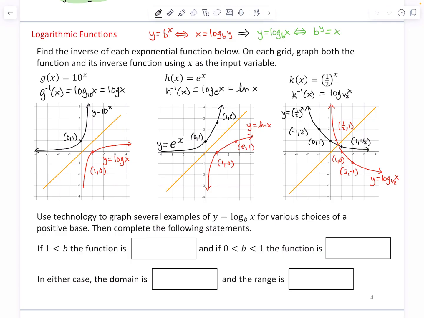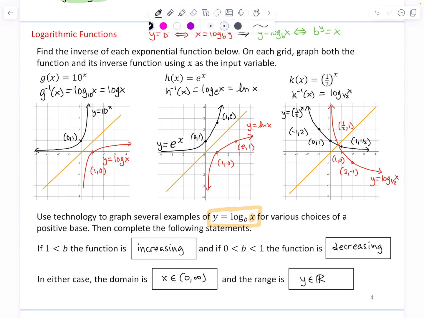Now when the base was more than 1, the function is increasing. And if b was between 0 and 1, the function is decreasing. In either case, the domain is x has to be positive. Keep in mind that x is in this position when looking at this function. That is, the argument of a logarithm must be positive. And the range is y can be any real number. In all cases of a defined logarithmic function, all y coordinates are possible.